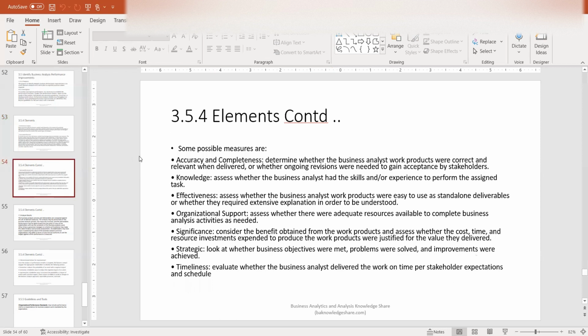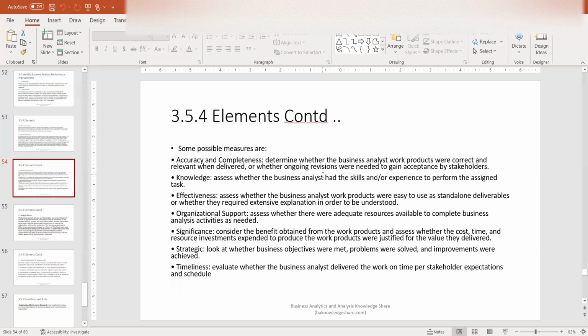Some possible measures are accuracy and completeness: determine whether the business analyst work products were correct and relevant when delivered, or whether ongoing revisions were needed to gain acceptance by stakeholders. Knowledge: assess whether the business analyst had the skills and or experience to perform assigned tasks. Effectiveness: assess whether the business analyst work products were easy to use as standalone deliverables or whether they required extensive explanation in order to be understood.